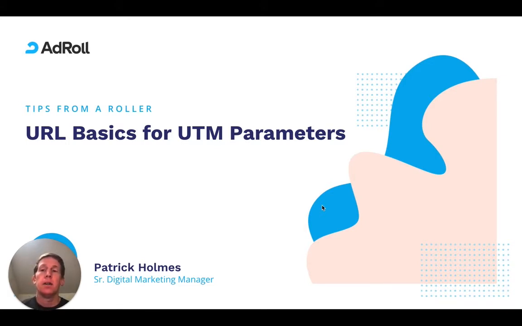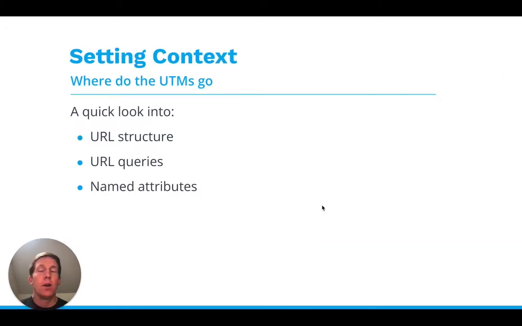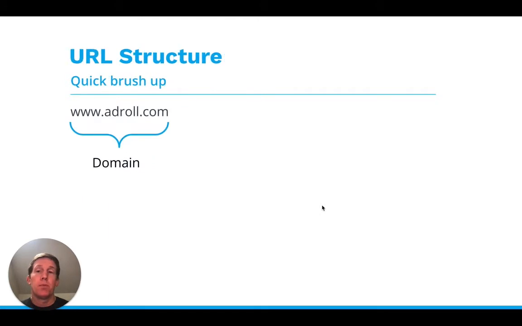Today I want to introduce some basics of the URL to help you understand what UTM parameters actually are and where they go. We're going to take a quick look at the structure of a URL, the URL query, where it fits in the structure and what it actually is, and then the named attributes that make up a URL query.